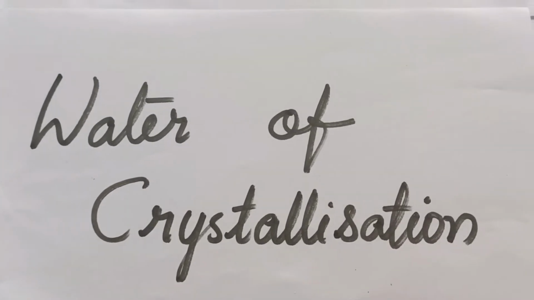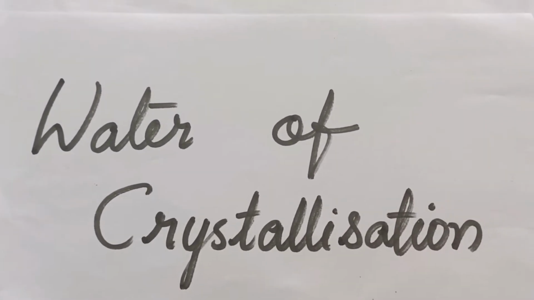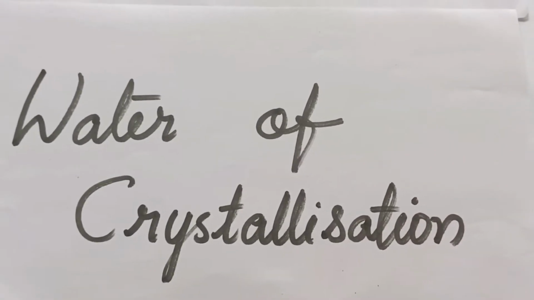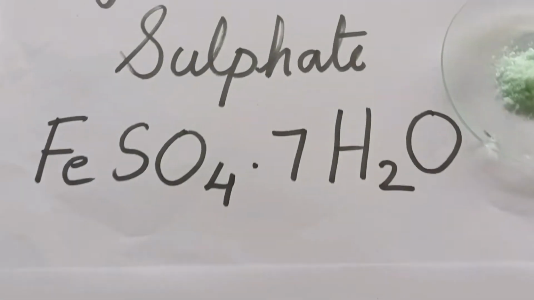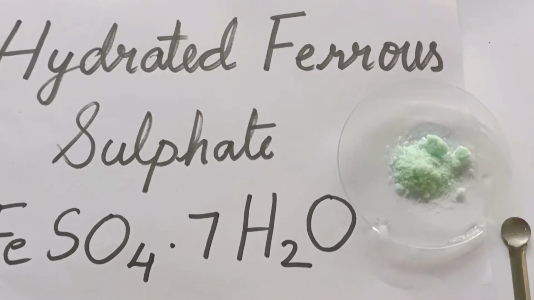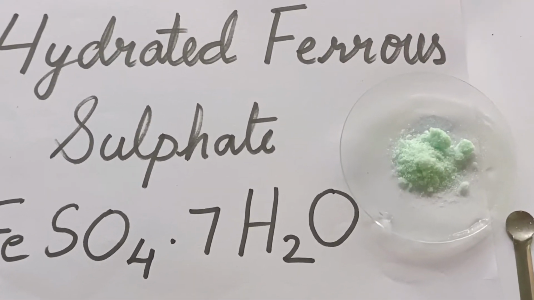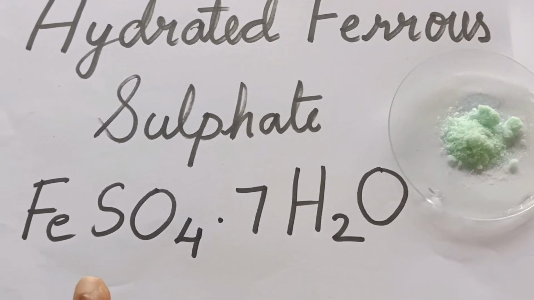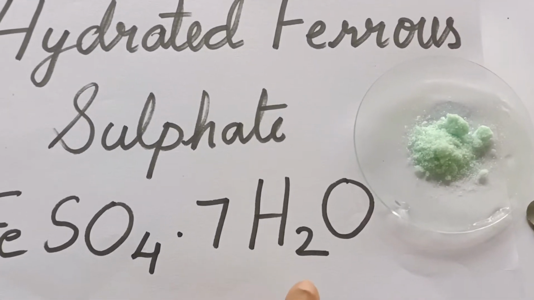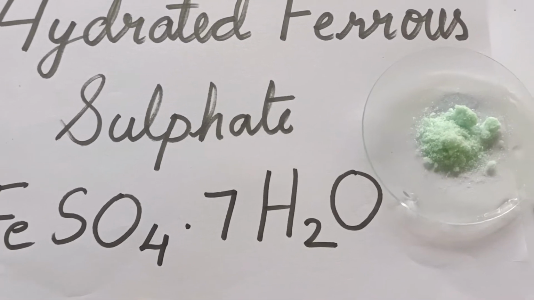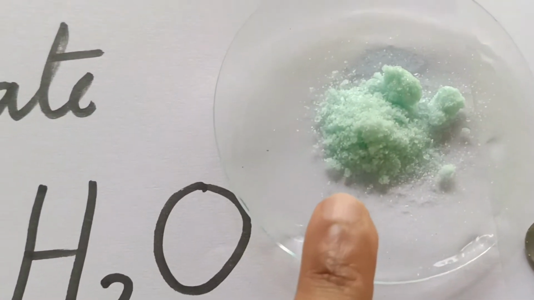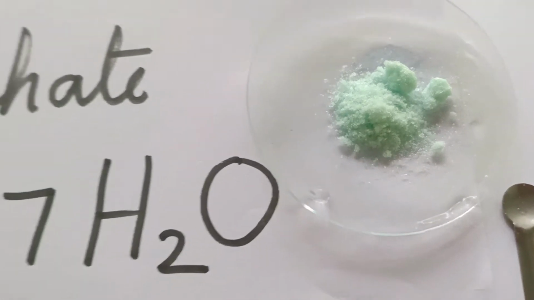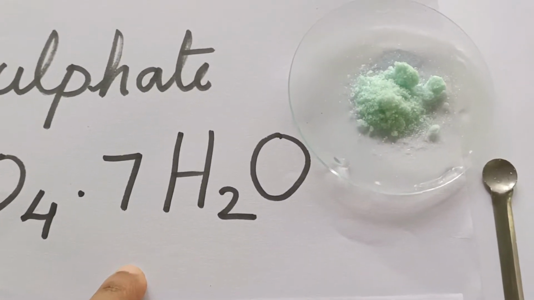Water of crystallization is defined as a fixed number of water molecules present in one formula unit of an ionic compound. So here we have taken hydrated ferrous sulphate. Hydrated means the crystals which contain water of crystallization. Here ferrous sulphate contains 7H2O. We have taken the heptahydrate of ferrous sulphate. It has a beautiful pale green color. This pale green color is due to the presence of the water molecules.